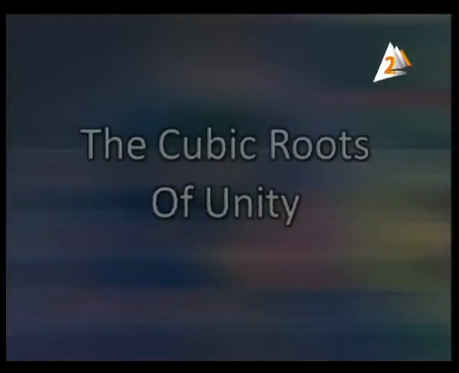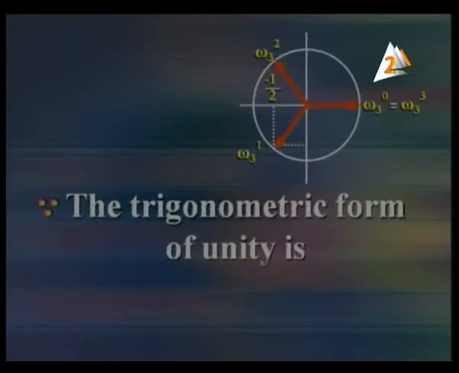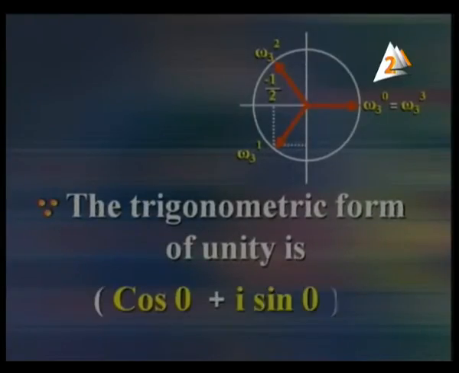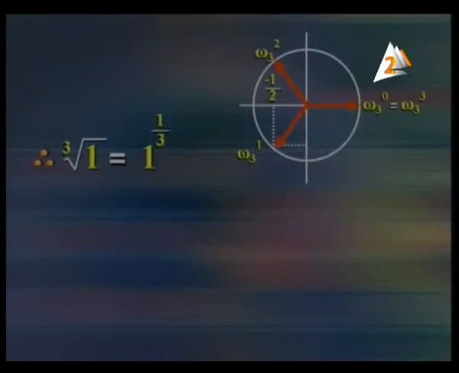Look at, dear student, cubic root of unity. Look at the figure. Trigonometric form of unity is cosine 0 plus i sin 0. Cubic root of 1. What do you mean by the cubic root of 1? The relation between cubic root and power: cubic root of 1 equals 1 to the power one third.